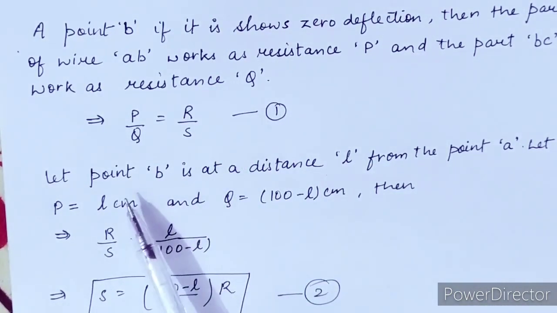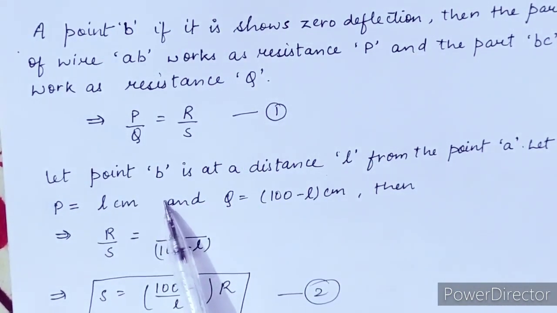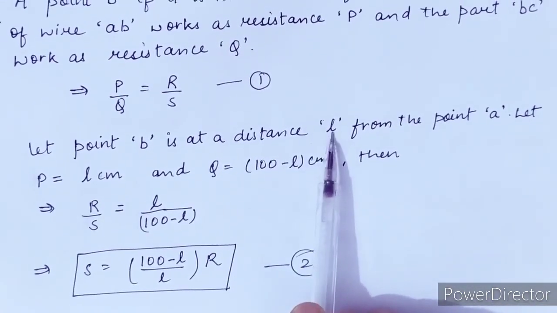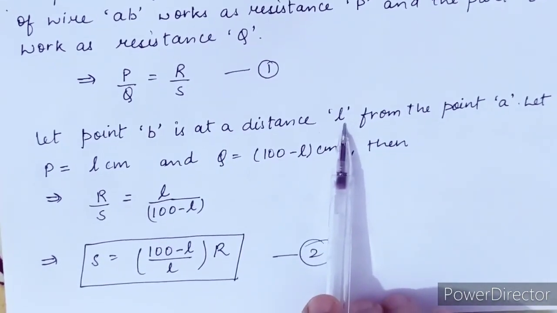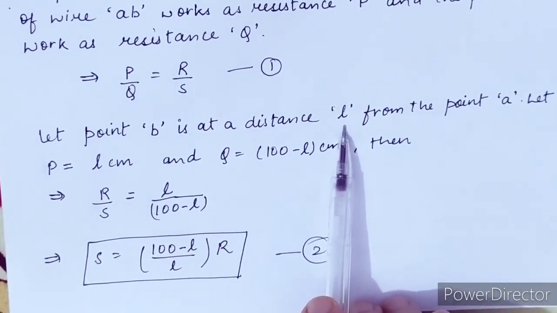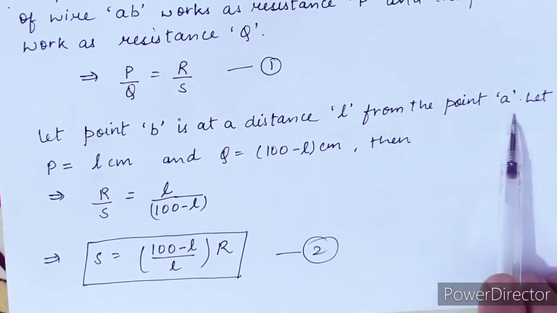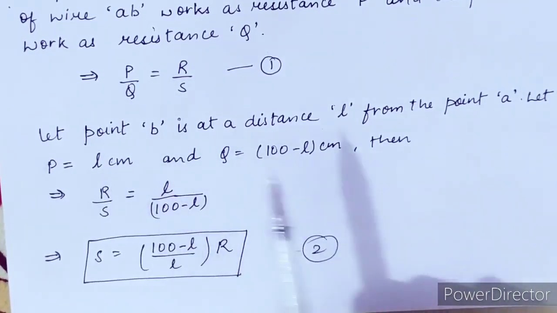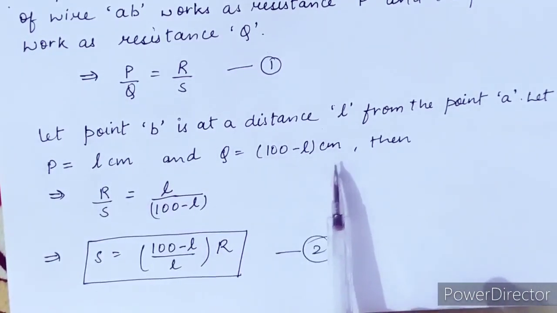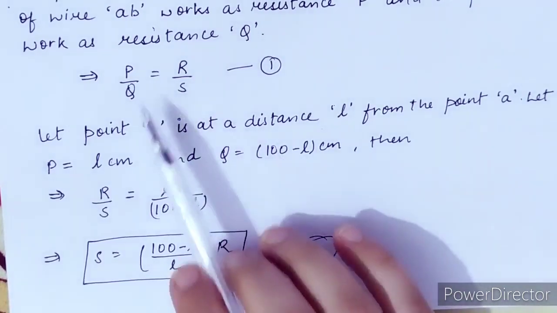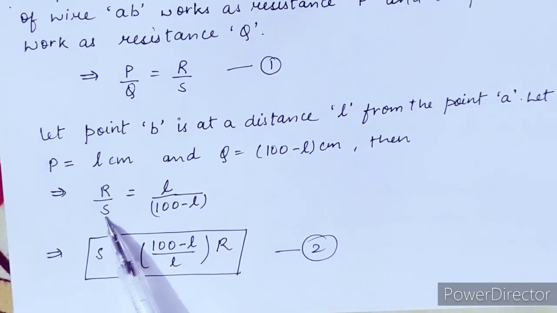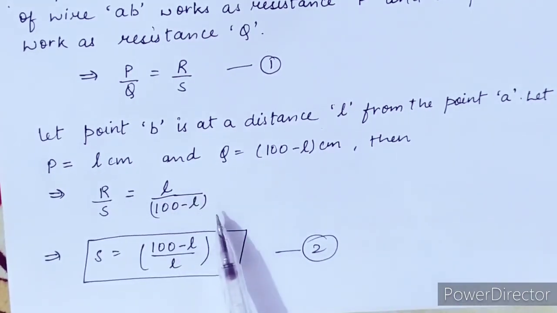Let the point B be at distance L, whatever be the distance. You have to measure it from that meter scale, from the point A. Let P be L centimeter and Q be 100 minus L centimeter. Put this value in this. R is your resistance box, S is your unknown resistance. So L upon 100 minus L.